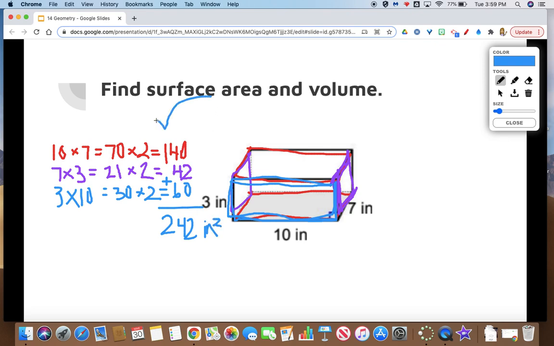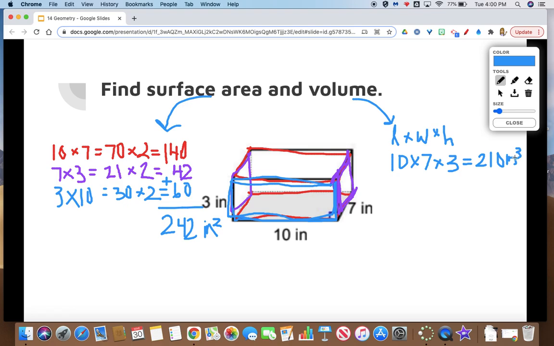Volume, there's surface area. Do you remember the formula for volume? We just talked about it. Length times width times height. 10 times 7 times 3. That is volume. Find that now on your calculator. Remember, units are units cubed. I'm getting 210 inches cubed.